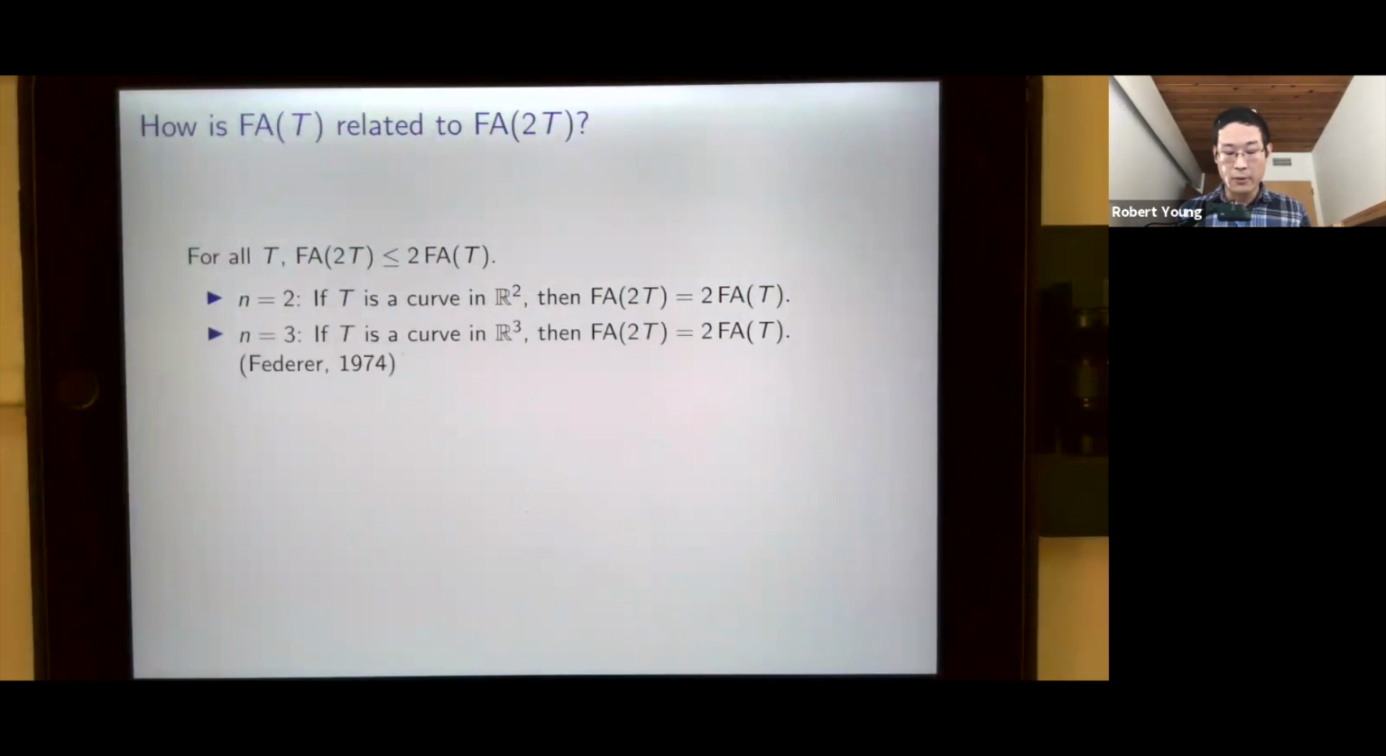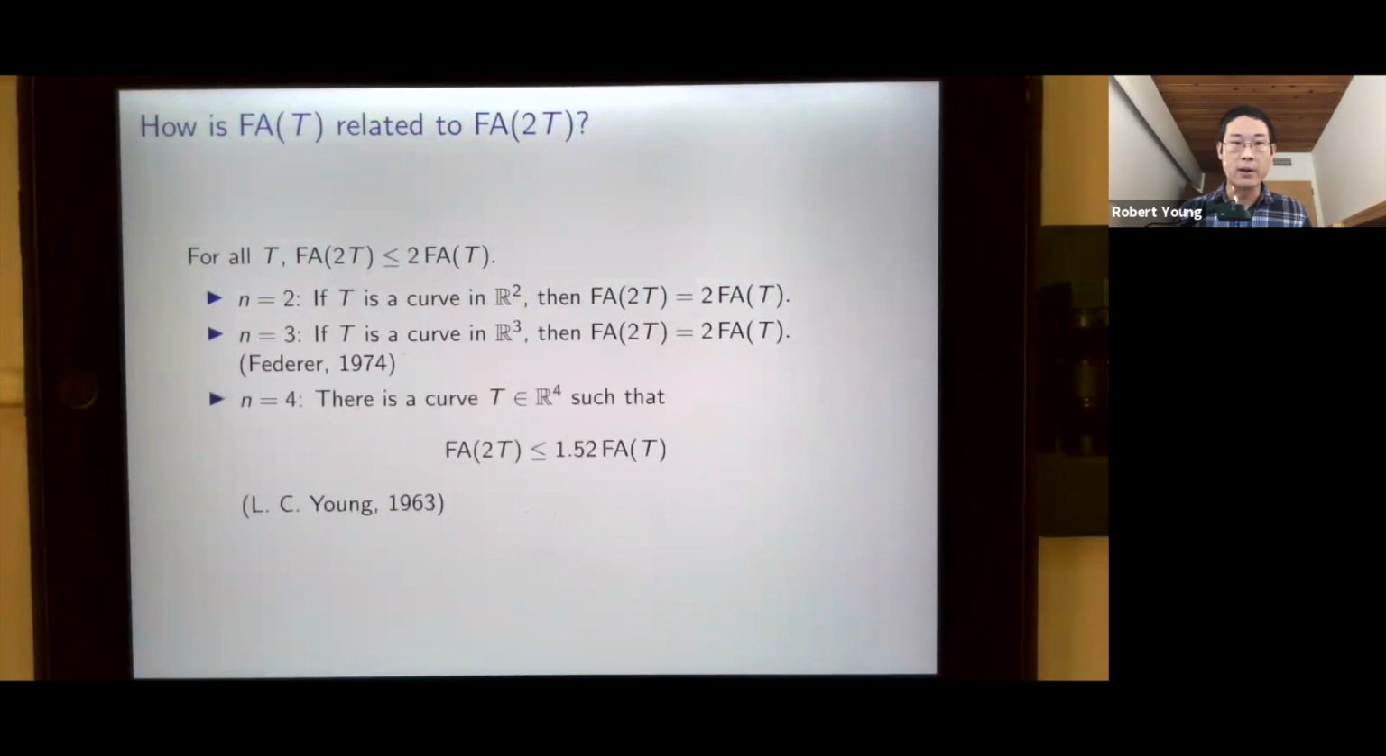It still holds in 3 dimensions. If you have a curve in R3, then the filling area of 2t is twice the filling area of t. But this takes more work. This is a theorem of Federer from the 70s. And if you go to higher dimensions, it starts to break down.